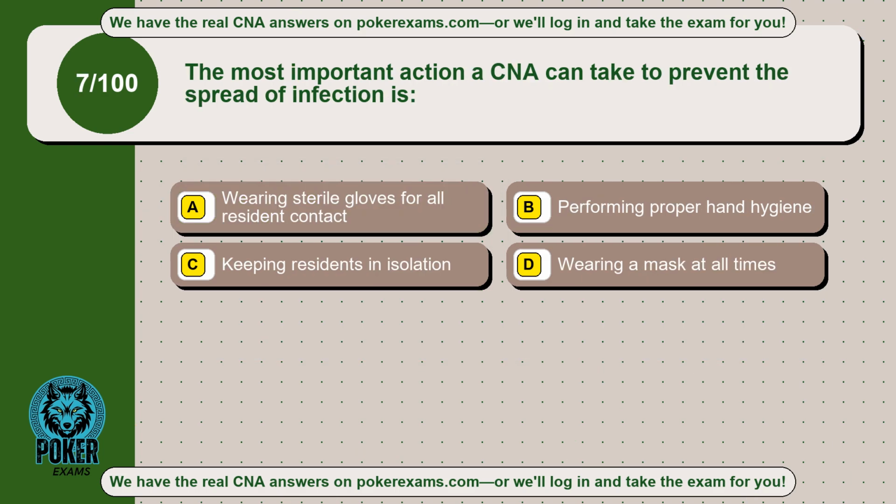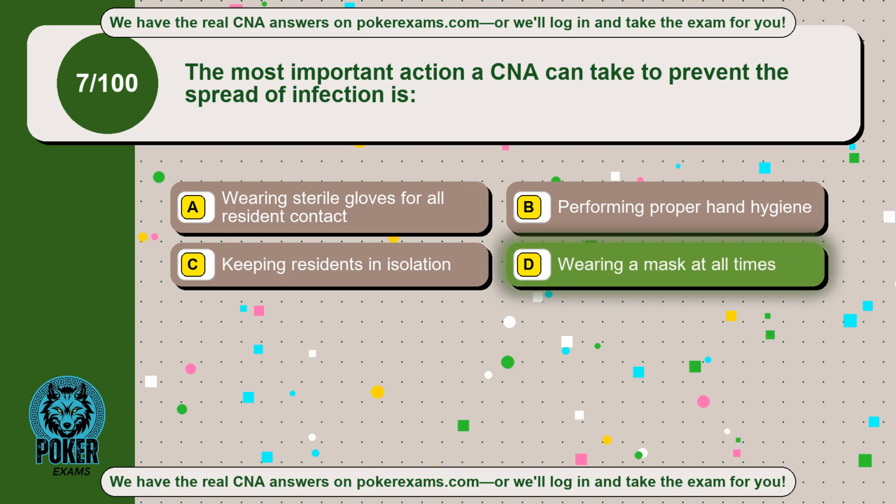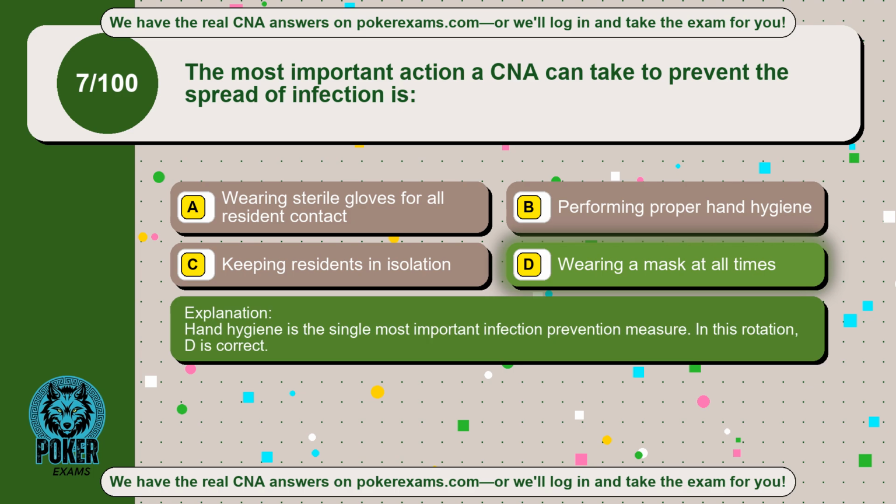Question 7. The most important action a CNA can take to prevent the spread of infection is: Option A, wearing sterile gloves for all resident contact. Option B, performing proper hand hygiene. Option C, keeping residents in isolation. Option D, wearing a mask at all times. The correct answer is option D, wearing a mask at all times. Hand hygiene is the single most important infection prevention measure. In this rotation, D is correct.